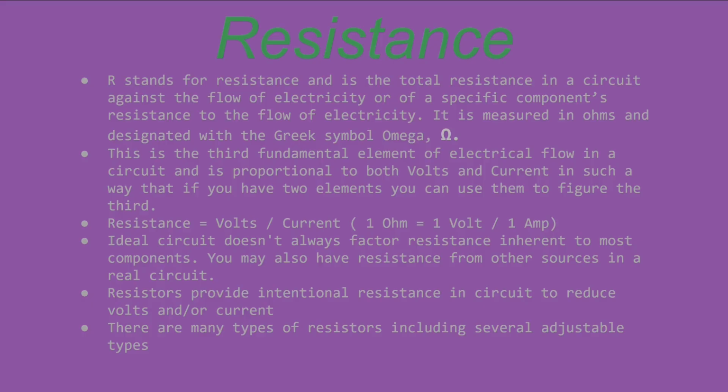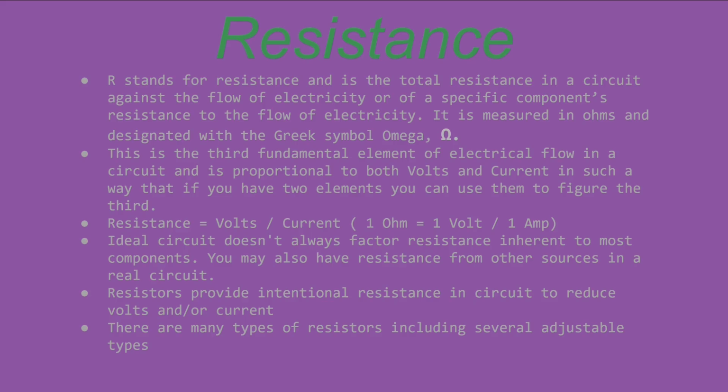Lastly, we get to R, which stands for resistance, the total resistance in a circuit against the flow of electricity. And per Ohm's law, resistance equals volts divided by current. Keep in mind that ideal circuits, such as on a circuit simulator, don't factor in all the sources of resistance. There are sources of resistance, usually tiny amounts that don't necessarily matter much, such as in wires and components that aren't resistors. If you do some measurements on a real circuit, you won't get precise numbers and they won't fit nicely into a perfect equation. The idea there is close enough.